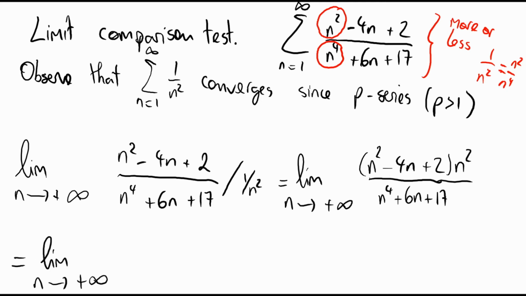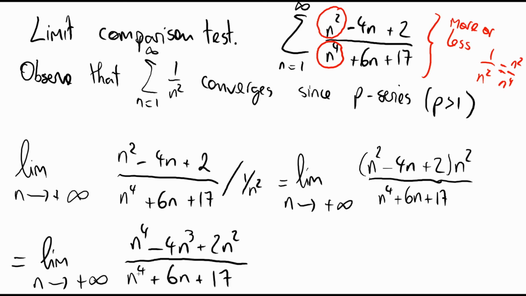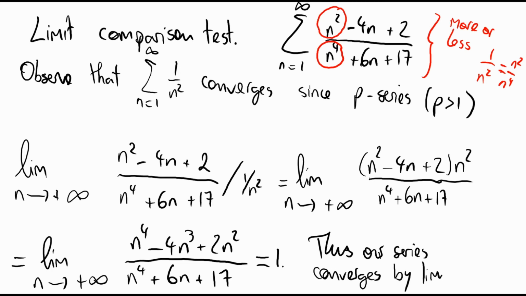So this gives us the limit as n goes to infinity of n to the fourth minus 4n cubed plus 2n squared, the whole thing divided by n to the fourth plus 6n plus 17, and that limit is then 1. Now the fact that that limit is 1 means that our terrible looking series converges if and only if the series 1 over n squared converges, which it does. So this means our series converges by the limit comparison test.